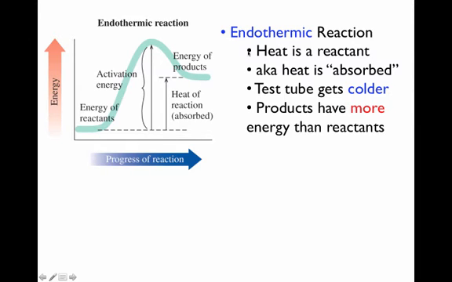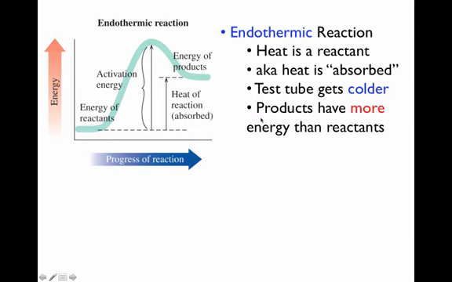Some of the characteristics of an endothermic reaction are shown here. Heat or energy is a reactant. What that means is heat or energy will show up on the left side of the equation, on the left side of the arrow. Another way of thinking about it is heat is absorbed from the outside world and it goes into the molecules. So if you perform an endothermic reaction in a test tube, because heat is going into the molecules, it disappears from the outside world and your test tube ends up becoming colder.